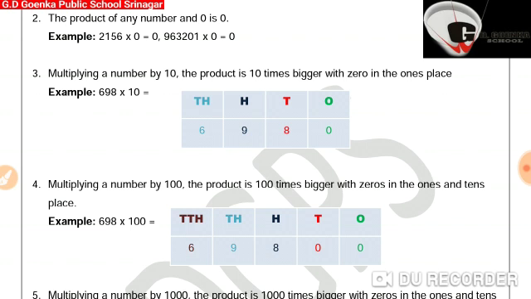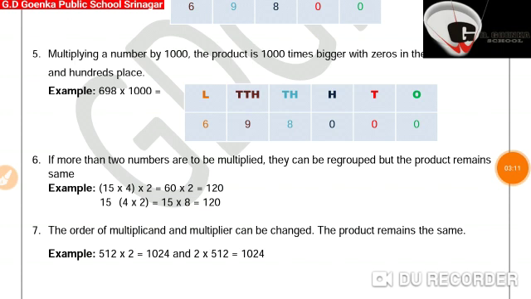Similarly, the fourth property is when we multiply a number by 100, the product becomes 100 times bigger with 2 zeros in the ones place and the tens place. That is, when we multiply 698 with 100, we add 2 zeros at the end. That is, a 0 at the ones place and a 0 at the tens place, and the product becomes 69,800.